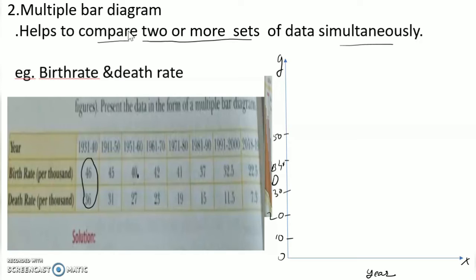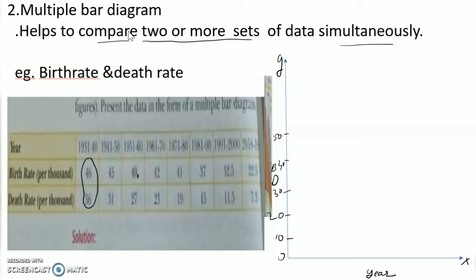Because of space limitation, I am taking two or three cases, two or three years. From that you will get how we can draw this bar diagram, the multiple bar diagram. So the first case, the first year, is 1931 to 40.